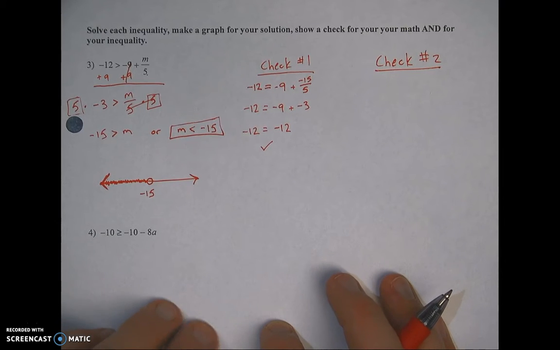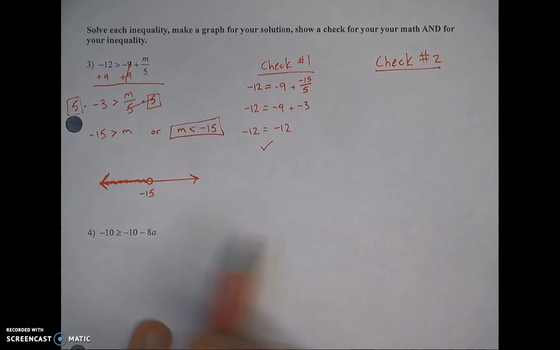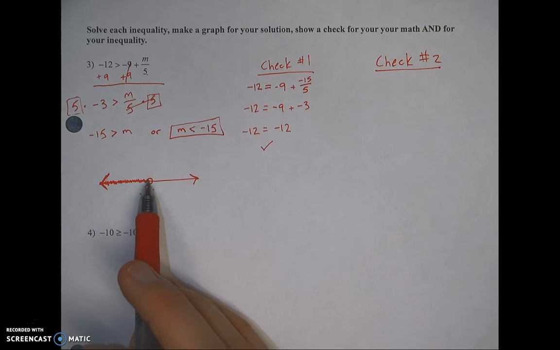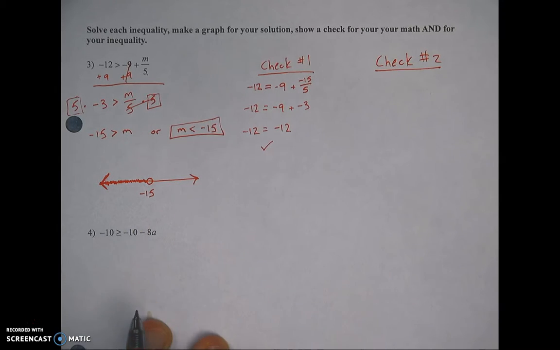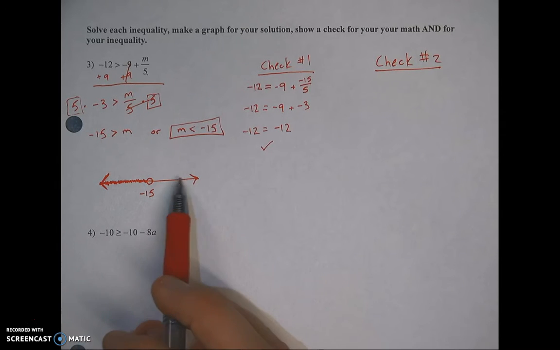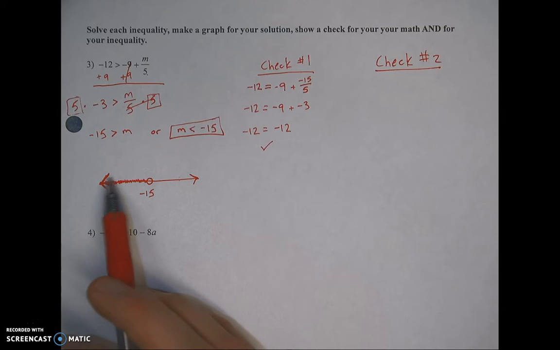So check number 2, what we want to do is we want to test a number that we think is in the solution set. So the solution set is all of these numbers less than negative 15. We want to test one of them and see if they work. If we test one and it works, we know our answer is right. Okay, if this is the right answer and we tested a number up here, then it should not work, because these numbers should not be part of our answer. So we're not going to worry about the ones that are incorrect. We're going to worry about the ones we think are right.